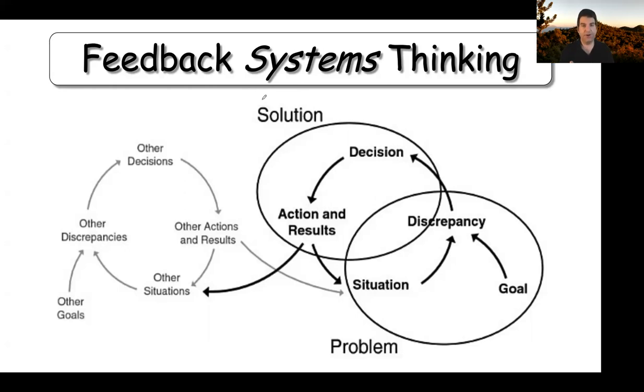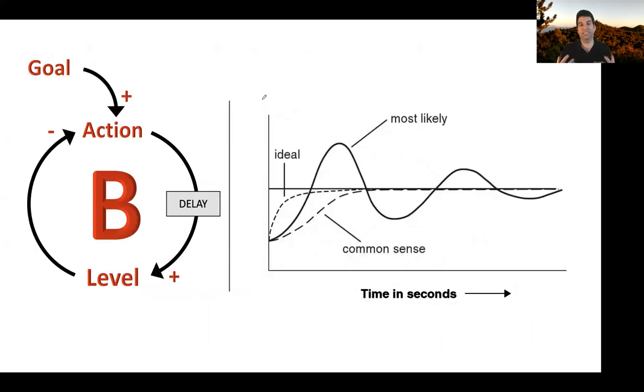When we consider these combinations of loops and how they interact, it allows us to come up with a sort of dictionary of known behaviors over time. So this idea of a simple balancing feedback loop with a delay, depending on how big that delay is, can generate deviations from what we would expect from a balancing feedback loop.